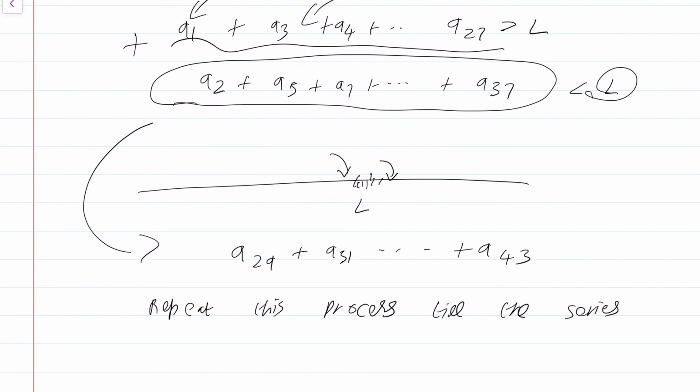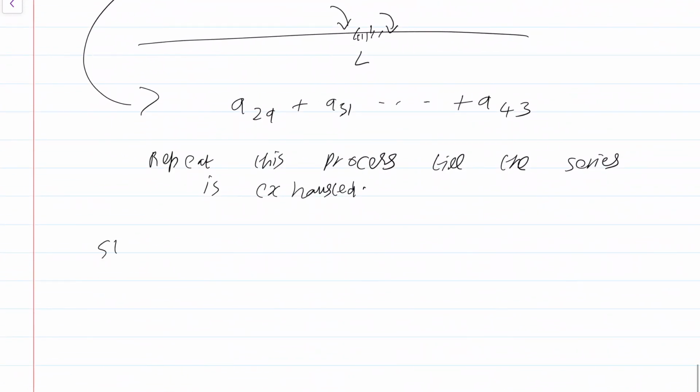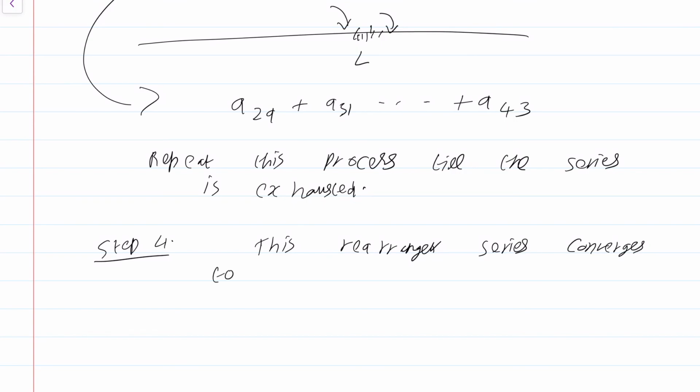That means, I mean, technically you cannot do it because it's an infinite series, but this can be made precise. Repeat this process till the series is exhausted. So you have found a rearrangement. So step 4 is to show that this rearranged series converges to capital L.